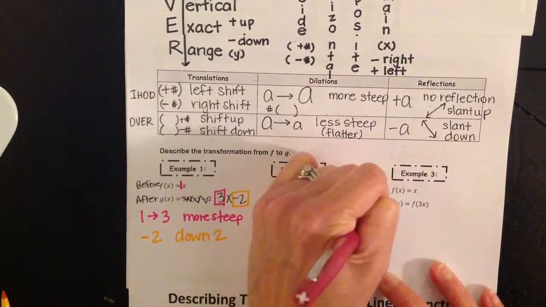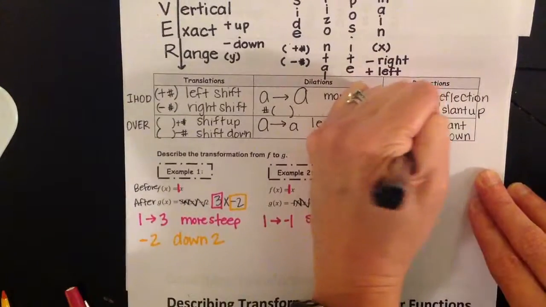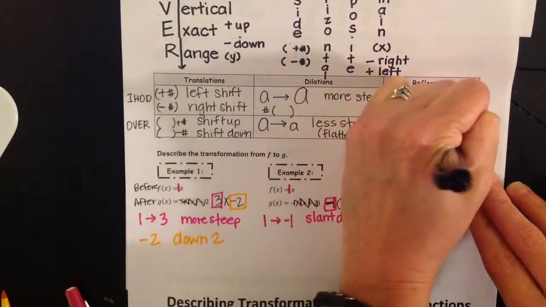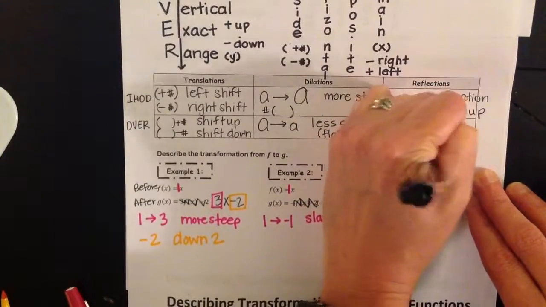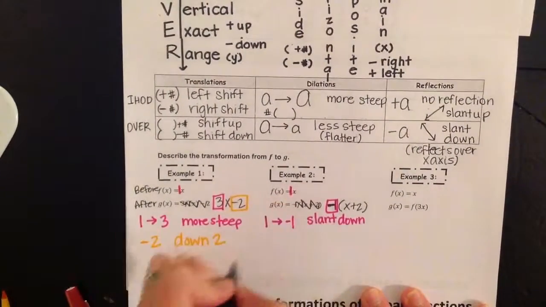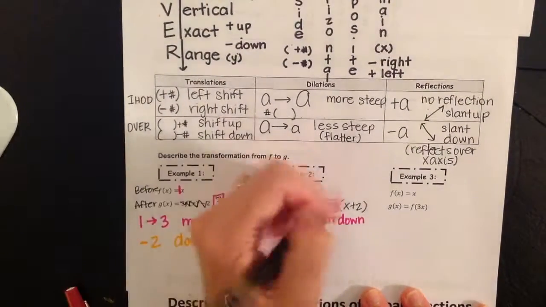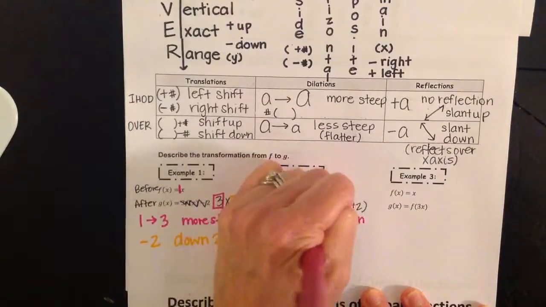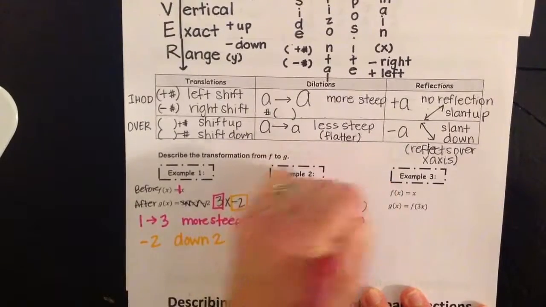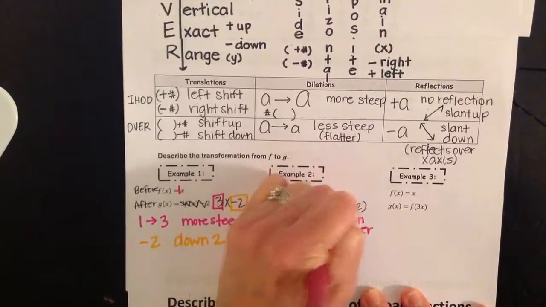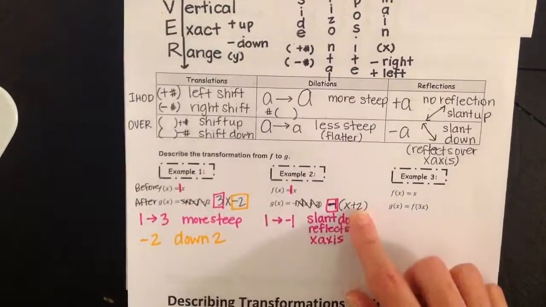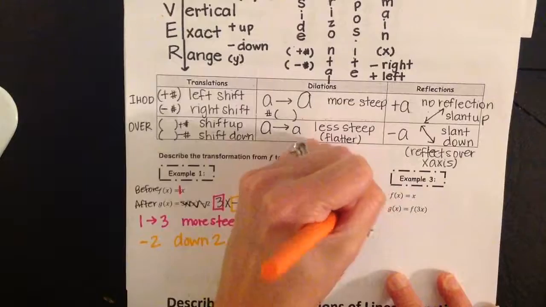Okay, slant down. I'm going to put over here with slant down, reflects over x-axis, because they may say that instead of slanting down. And then where it slants down, we should add reflects over x-axis. And then we're going to look at, we have an inside number, parentheses, plus 2.